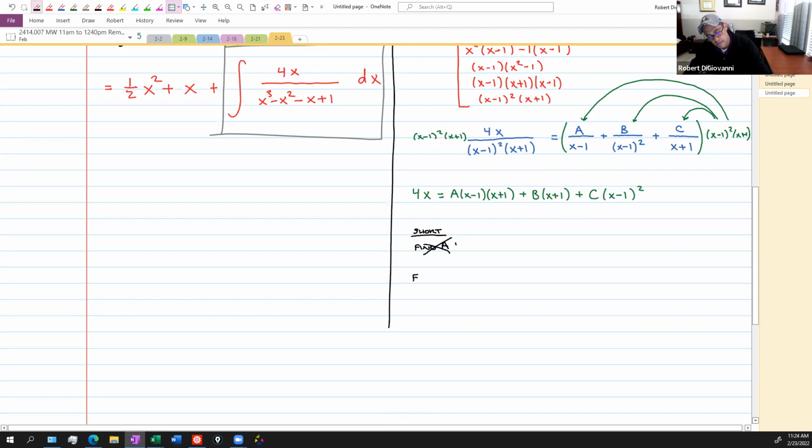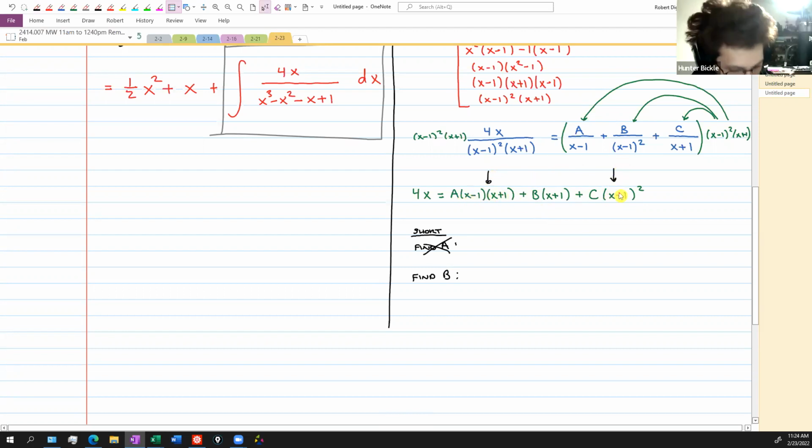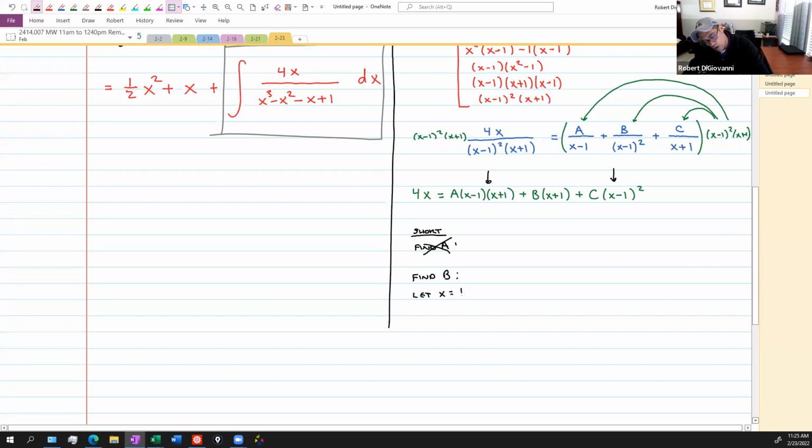Can we find B? Well, to find B, set X equal to 1. It kills off A and C pretty easily. Try and kill this one and this one. So if we let X be 1, it turns this to 0, and 1 will turn this to 0, and it won't do anything to this. So let's do that. Let's let X be 1.